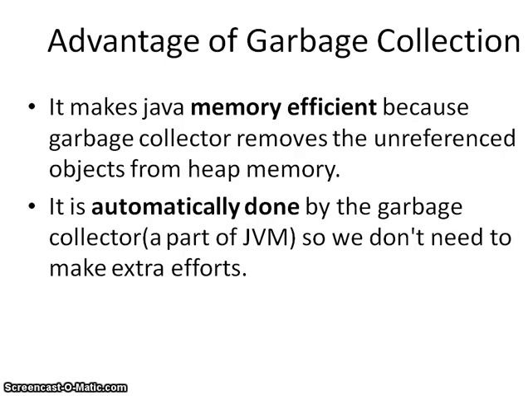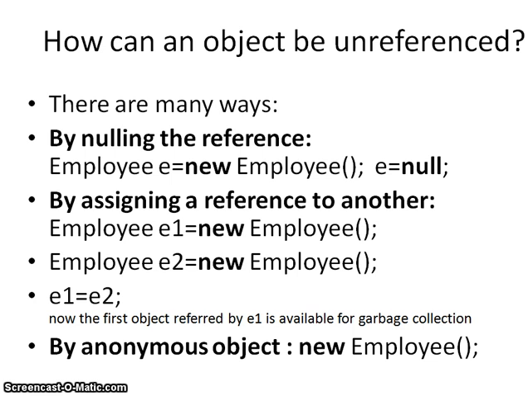So let's see the advantages of garbage collection. It makes Java memory efficient because the garbage collector removes the unreferenced objects from the heap memory. It is automatically done by the garbage collector, so we don't need to make extra efforts. So how can an object be unreferenced?